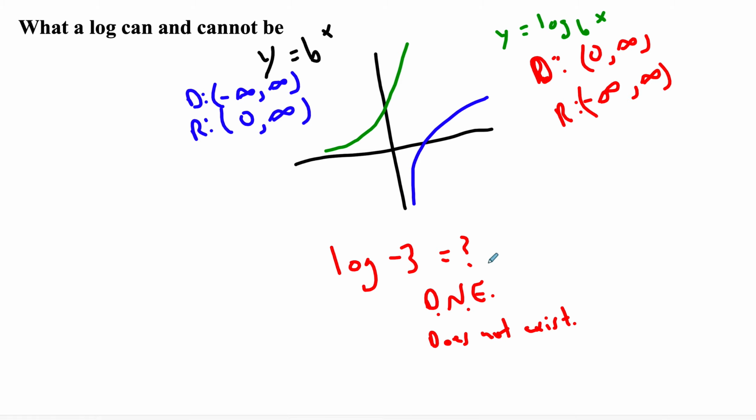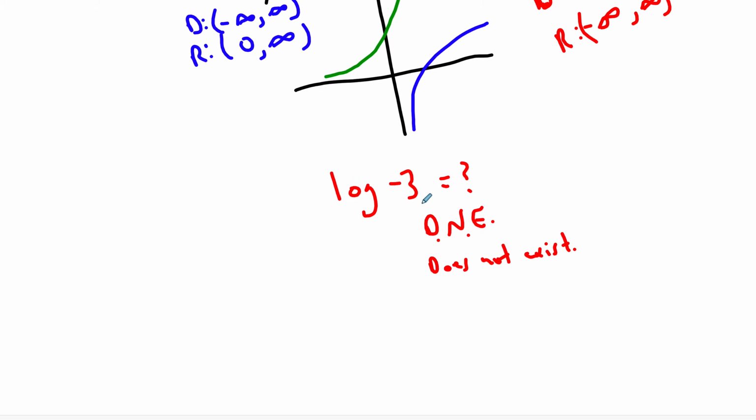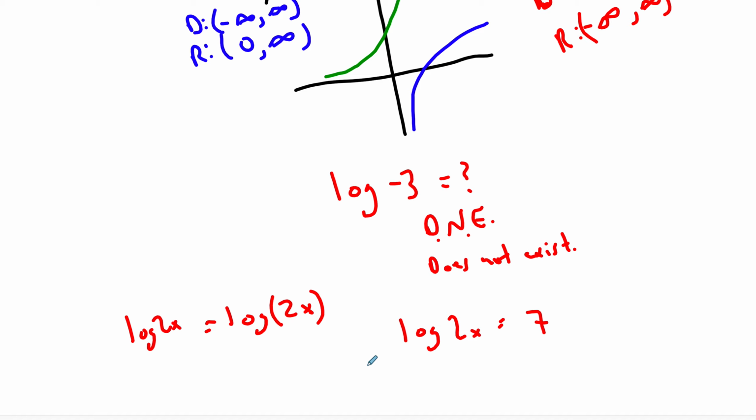Now, thinking back to that last problem, there are some other things that could happen. Like if you were asked to solve log of 2x, then you know that we're taking the log of 2x. By the way, if I write it like this, or if I write it like this, it means the same thing. I'm taking the log of all of 2x. You couldn't really solve this unless you had some sort of variable. So let's say we knew that log of 2x equals 7.